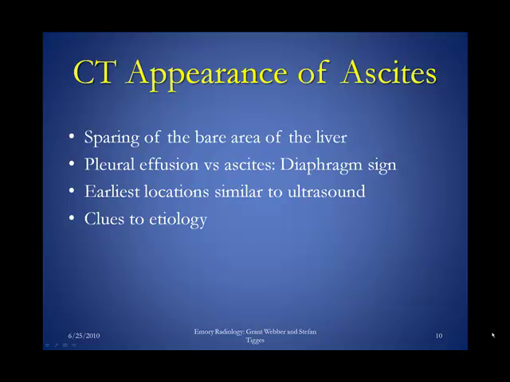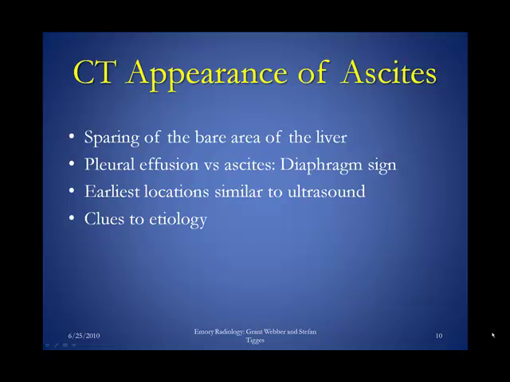So now I'll move on to the CT appearance of ascites. A couple of things to keep in mind regarding ascites in CT is that you'll get a sparing of the bare area of the liver. The bare area of the liver is the posterior aspect of the right hepatic lobe, which is not covered by peritoneum, and thus the fluid has no way to get to the bare area of the liver. And that can sometimes be a clue that the fluid is in fact ascites and not pleural effusion.